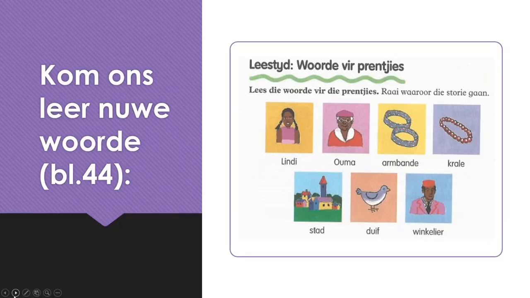Eerstens leer ons nuwe woorde. Kyk na die prentjies. Elke prentjie het 'n woordjie wat daarmee saamgaan. Ons het die eerste prentjie en dit is Lindy. Die tweede prentjie is Lindy se ouma. Die derde prentjie is armbande, translates to bangles. Vierde prentjie is krale, a string of beads. Ons het die stad, a city, 'n duif, which is a dove or a pigeon, en 'n winkelier, which is a shopkeeper.